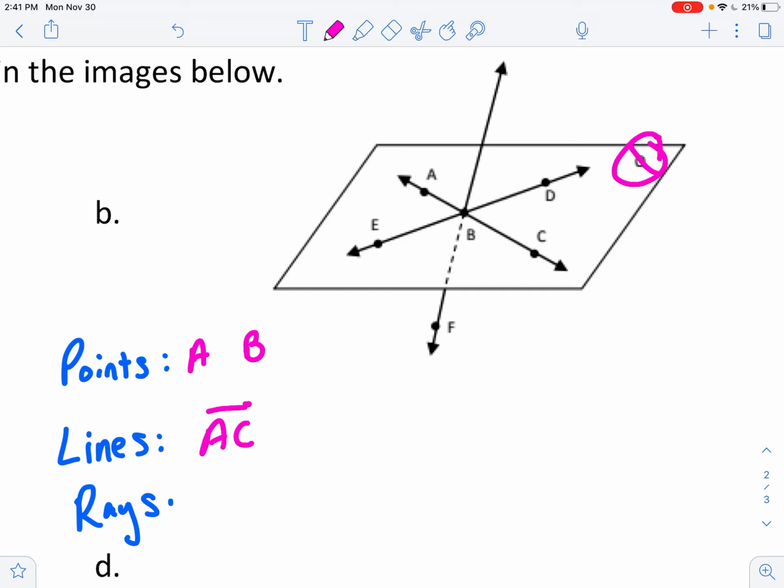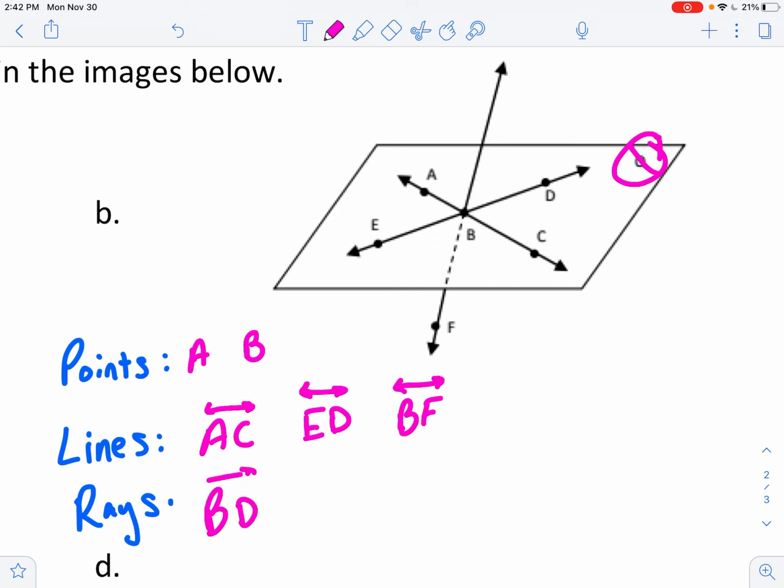I could say line AC, I could say line ED or DE, I could say line BF. BF is a line, that would work. I could also switch the order. I could say FB, DE, CA. All of those are lines. You could also have line AB if you really wanted to. That would work. And rays, there are a lot of rays here.